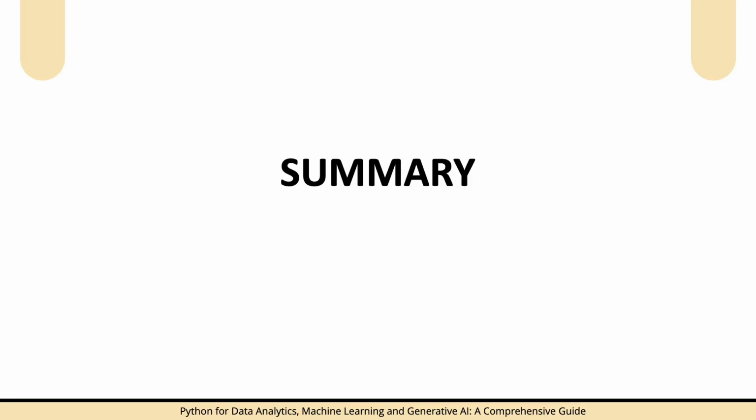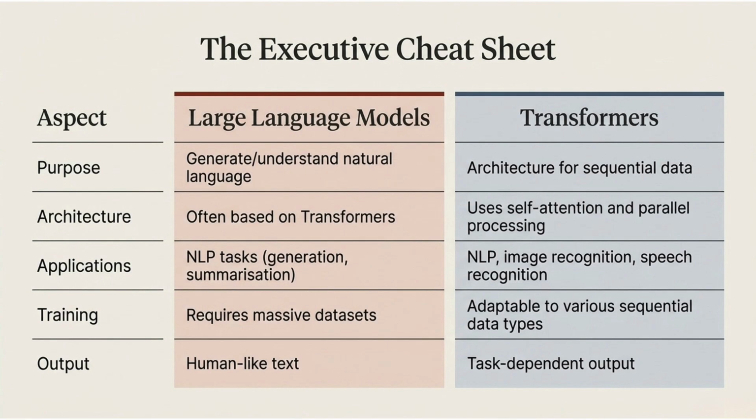Let's summarize the key difference between large language models and transformers. LLMs are designed to generate and understand human language. Most LLMs are built using the transformer architecture, which provides the underlying framework. Transformers use self-attention and parallel processing to handle sequential data efficiently. LLMs are mainly used for tasks like text generation, summarization, and conversation. In simple terms, transformers are the architectures and LLMs are large models built using that architecture.